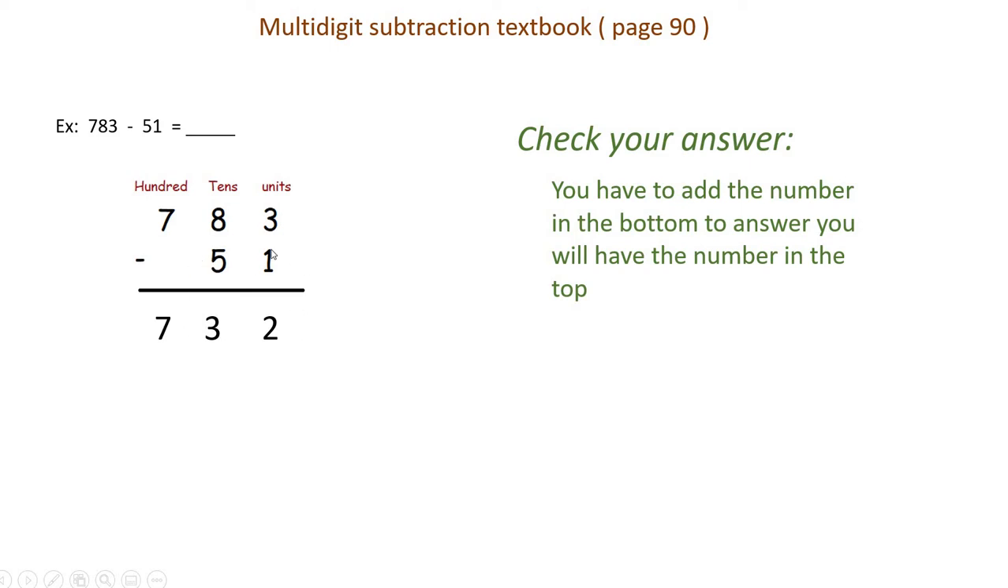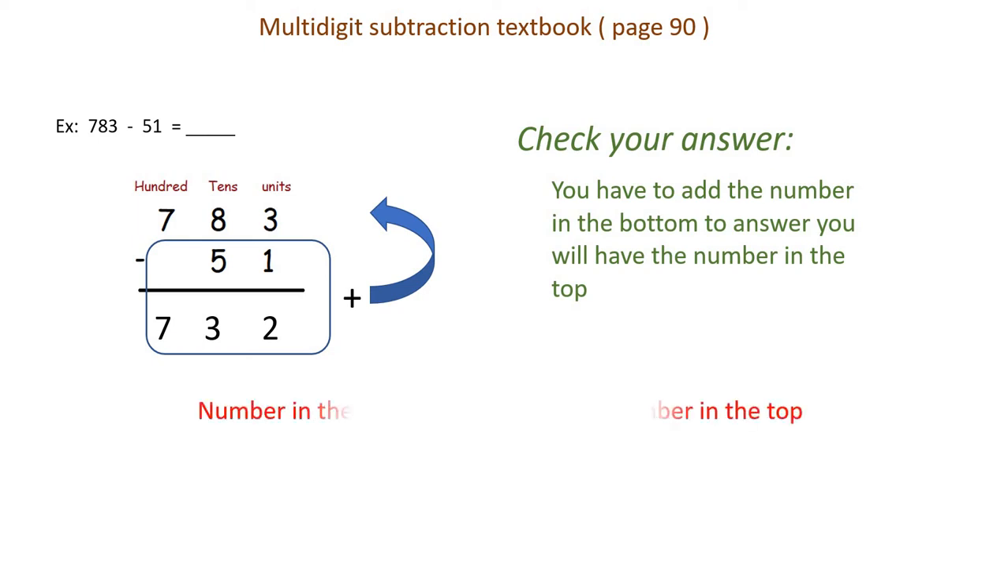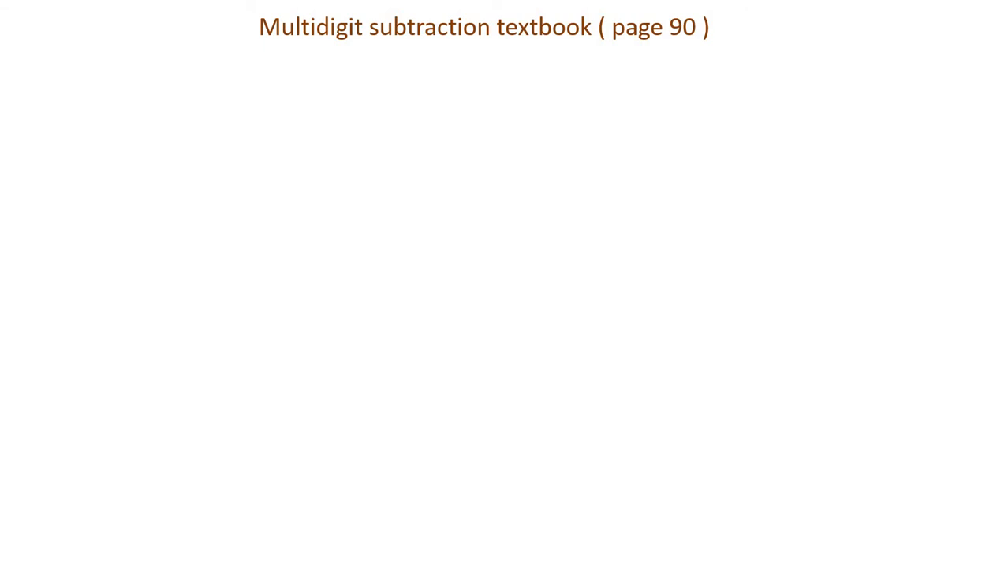And in all, you should have 783 over here. So if you add these two numbers together, you will have the number on the top. The number on the bottom plus the answer gives us the number on the top. And if you get the same numbers, your answer is correct. So if I want to check, I will add 51 plus 732, and I will have a total of 783. Okay, let's take another exercise over here, 446.